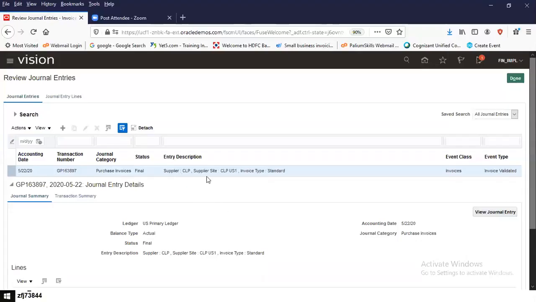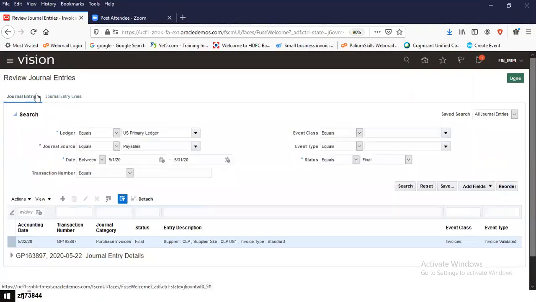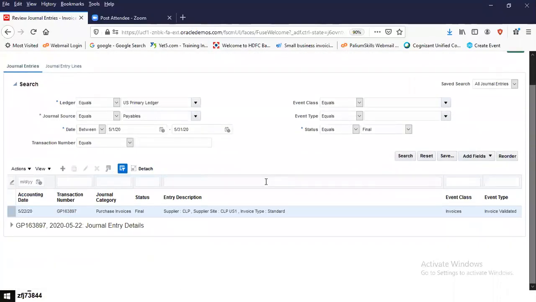So here, for each of these, at the entry level itself, you can see the entry description. The supplier is CLP. This is another invoice. And the supplier site and the invoice. So these are individual transactions. No matter what transaction you have, as per your need, you will have this.